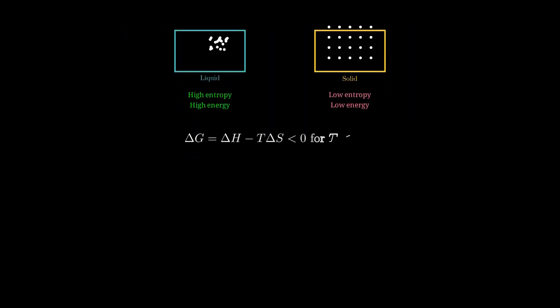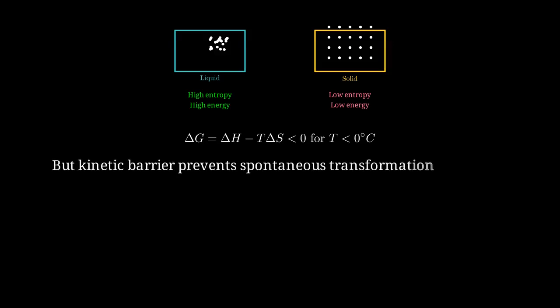Below 0 degrees, the free energy change for freezing becomes negative because the enthalpy term dominates over the entropy term at low temperatures. However, the kinetic barrier from nucleation prevents spontaneous transformation, allowing the metastable supercooled state to persist.